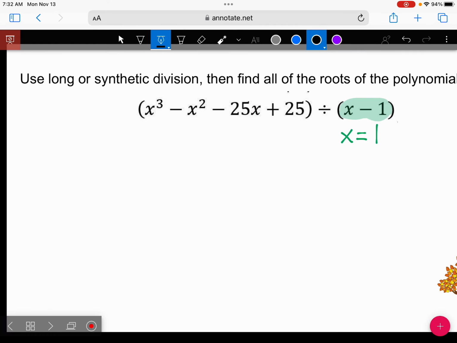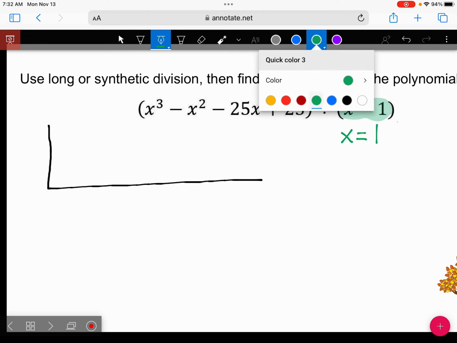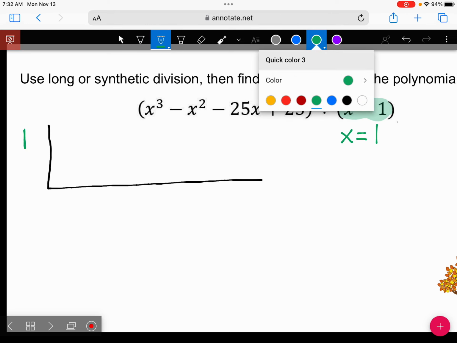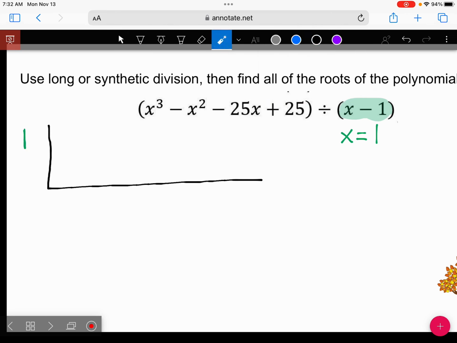So I'm going to set up my synthetic division. If you love long division, absolutely fine. You can long division to your heart's content. But long division is long, and synthetic division is so fast. So we're going to put this together. I have my 1 out here. And then inside goes the coefficients for all of these terms.